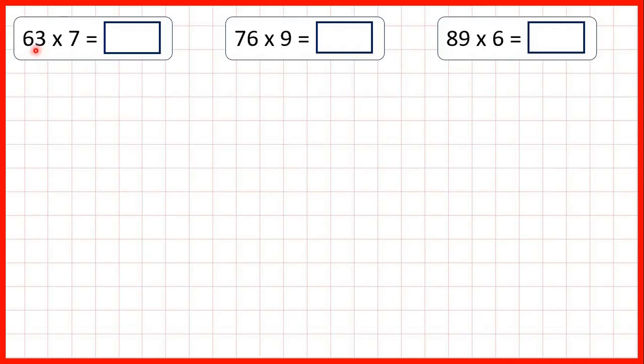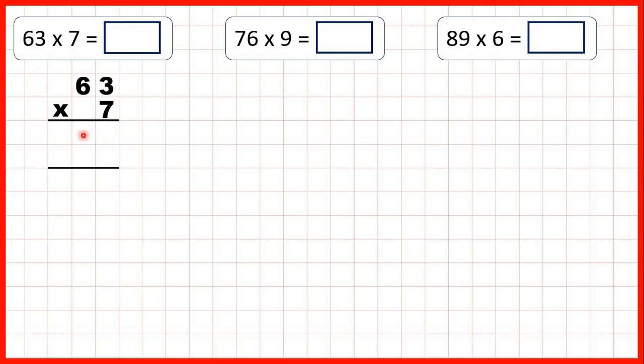Now we need to multiply a 2-digit number by a single-digit number using expanded column multiplication. So first we have 63 times 7. We can write this question out with our 2-digit number, so our larger number on top, and then our single-digit number below. Now here we have 2 answer lines.